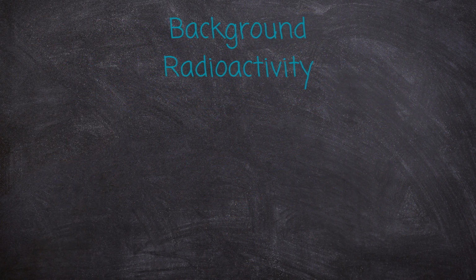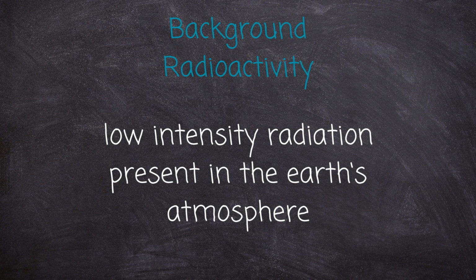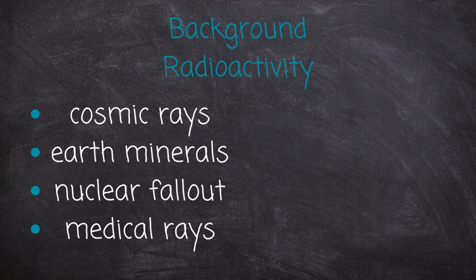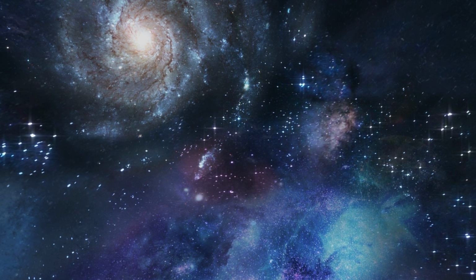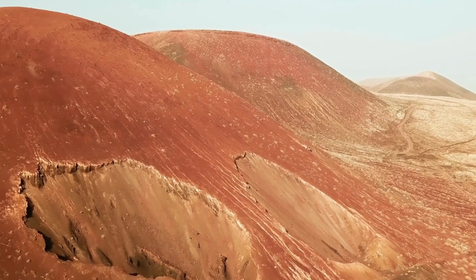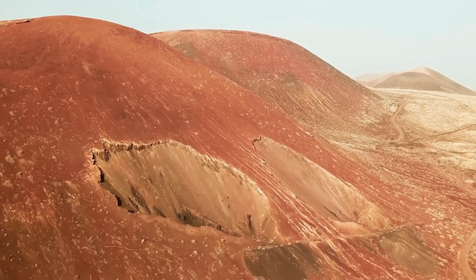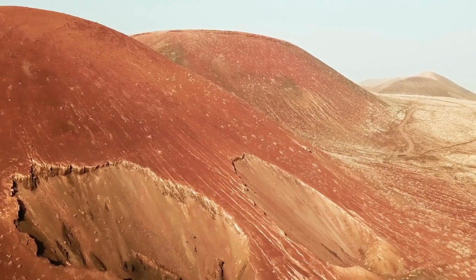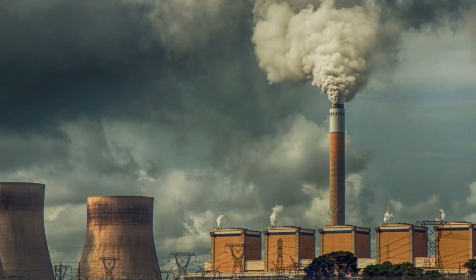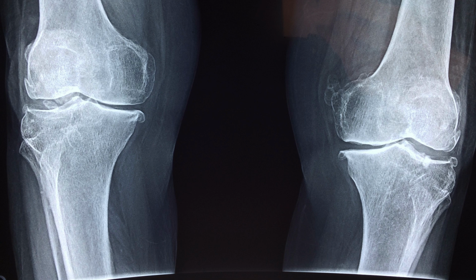Background radioactivity is low-intensity radiation present in the atmosphere. This radiation is constantly in the surroundings even when not using radioactive materials, and is caused by cosmic rays, earth minerals, nuclear fallout, medical rays, etc. Cosmic rays refer to radiation from outer space. Earth mineral radiation is from the Earth's crust, which contains radioactive elements, such as radon gas. Nuclear fallout refers to emission from nuclear experiments and nuclear power stations or nuclear fuel reprocessing accidents. And medical ray emission is from medical procedures such as X-rays or nuclear medicine.